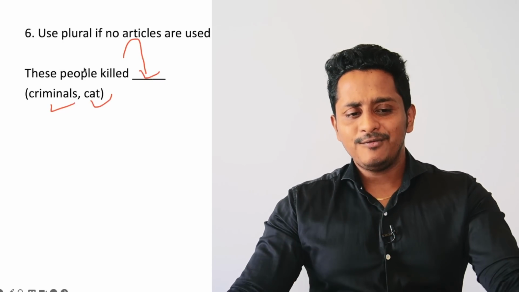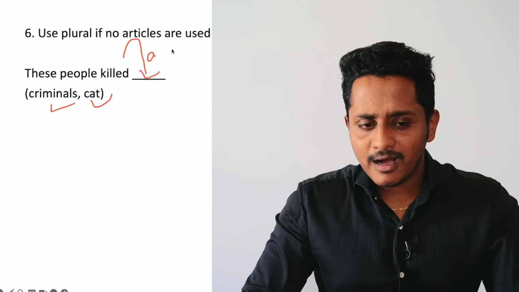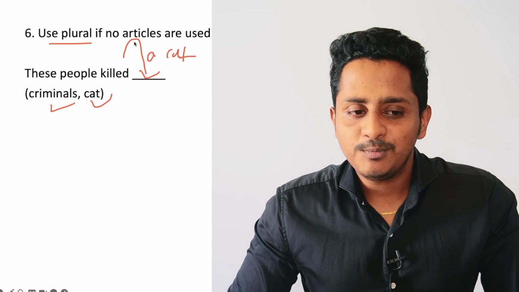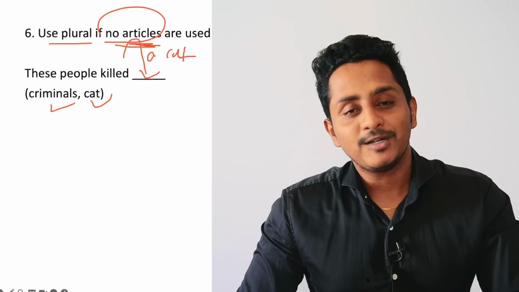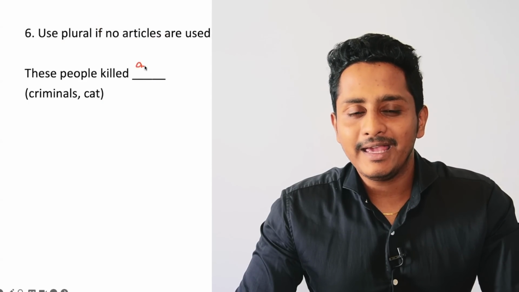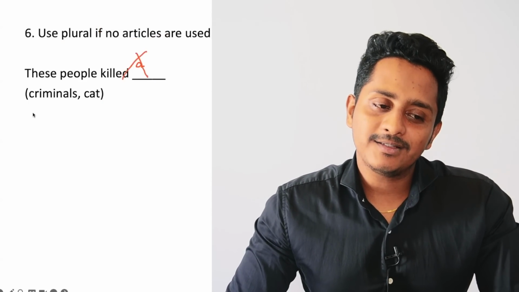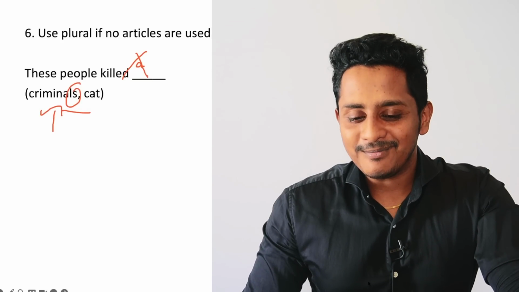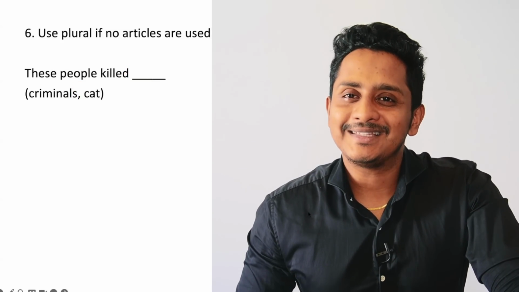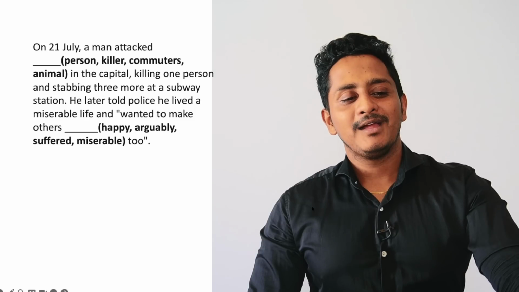How to choose? If there is a singular noun, you should have written "a cat". Use plural if no articles, meaning "a" and "the". If nothing is used, plural has to come no matter what. These people killed a criminal or a cat. If "a" is not there, "s" has to come. This comes handy. A lot of blanks will definitely be based on this. You can count on me.